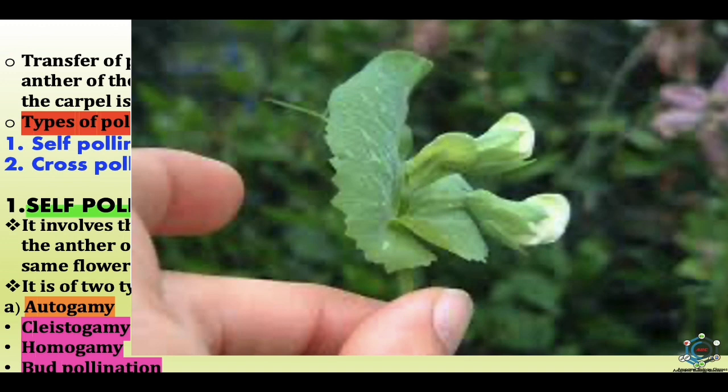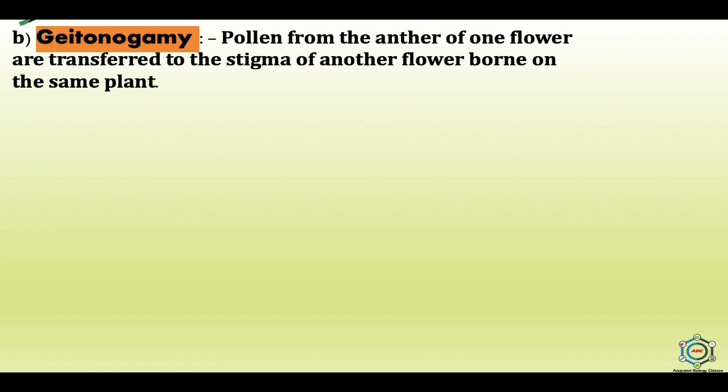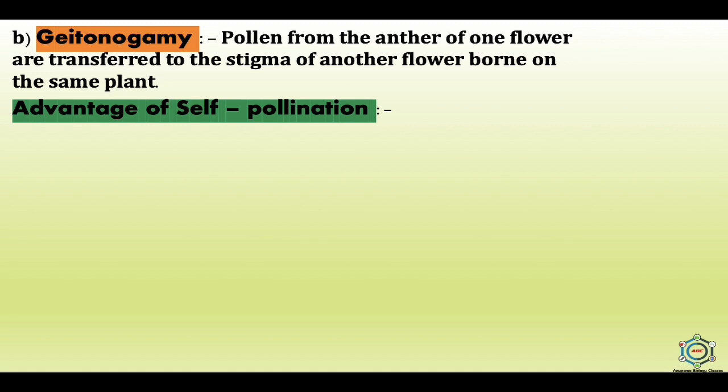Third is bud pollination. Here, the anthers and stigma of the bisexual flowers of the same plant mature before the opening of the buds to ensure self-pollination, like in the case of wheat, rice, pea, etc., which you can see in the picture. Now the second self-pollination, that is geitonogamy, is where the pollen from the anther of one flower is transferred to the stigma of another flower which is borne on the same plant.